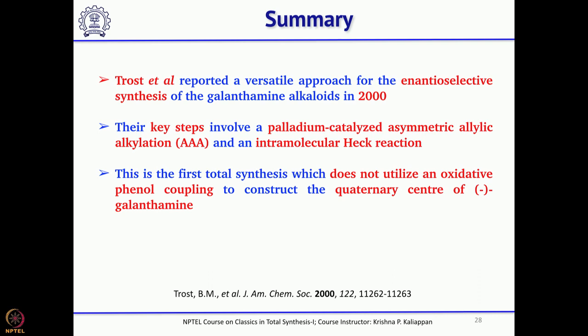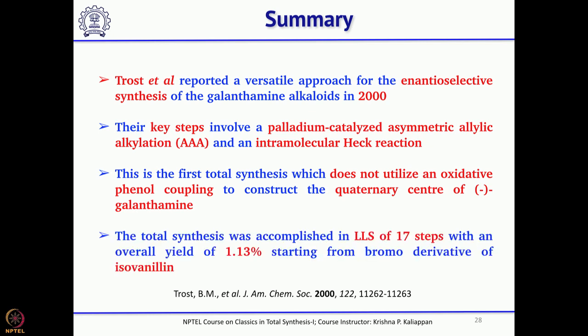Okay. And as I already mentioned, this is the first total synthesis where they have not used the oxidative phenolic coupling reaction. So the number of steps is reasonably high, about 17 steps, and the overall yield is close to 1%. With this, we will complete total synthesis of galanthamine, and now we will move to a few more natural products belonging to alkaloids before we move to total synthesis of steroids.